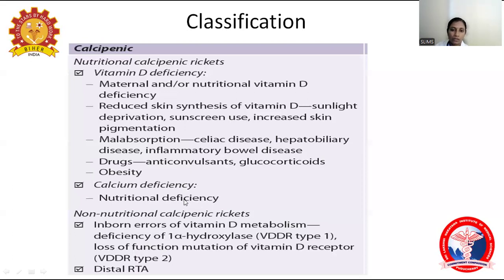The non-nutritional causes where calcipenic rickets also occurs are inborn errors of vitamin D metabolism, where there is deficiency of 1-alpha hydroxylase in the kidney, PDDR type 1, and loss of function mutation of the vitamin D receptor. I told you, after 1-alpha hydroxylase, you have the vitamin D receptor which helps it act on the target tissue. So that is vitamin D dependent rickets type 2, or a distal renal tubular acidosis, RTA.